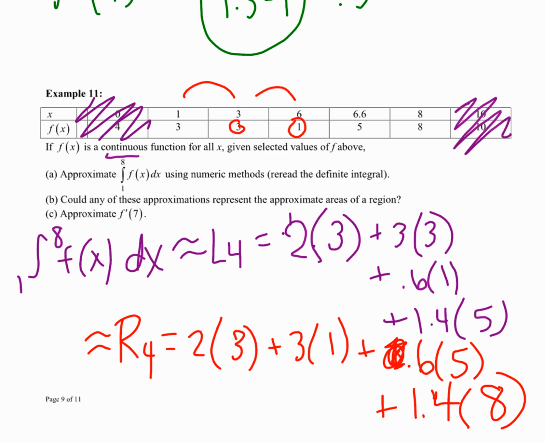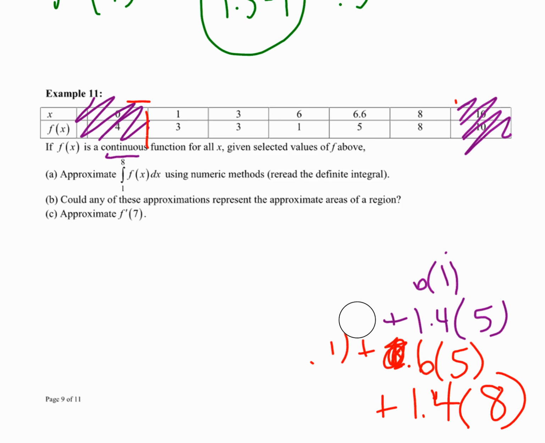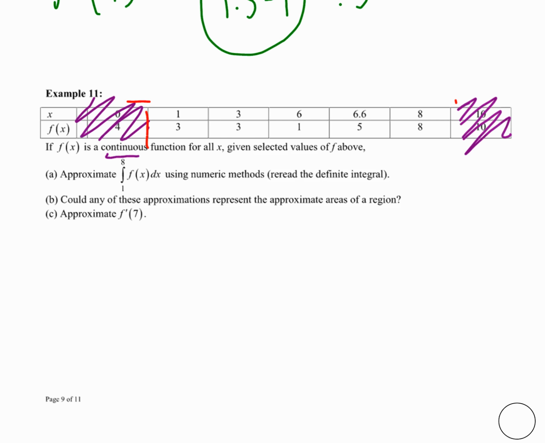I can also do a trapezoidal approximation using these values. Okay. I can't, however, do a midpoint. I don't have any midpoint values, so that's not really going to help. I'm going to clear this stuff out. And let's discuss this. Could any of these approximations represent the approximate areas of the region?